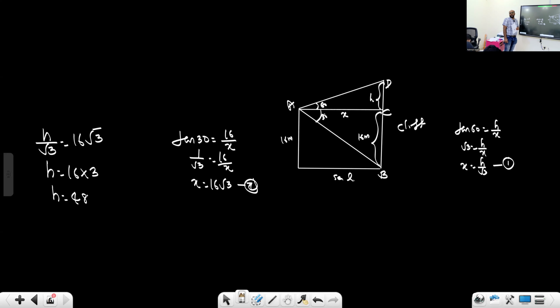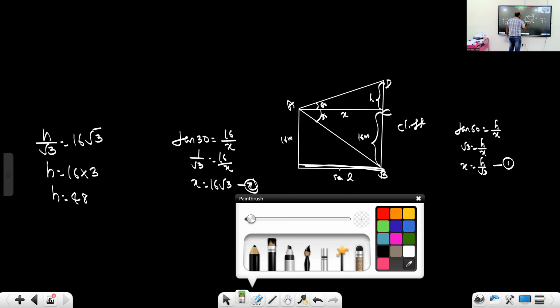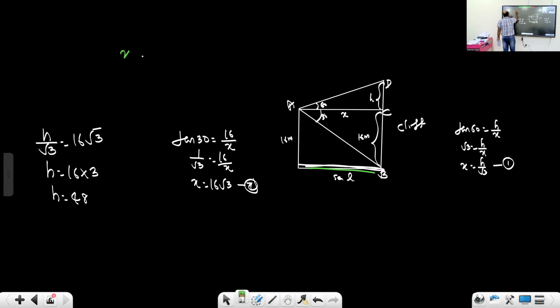There is one more question: the distance between the cliff and the ship. Which equation is better to find x, first or second? Second one is better. From equation 2, the distance between cliff and ship: x equal to 16 root 3.